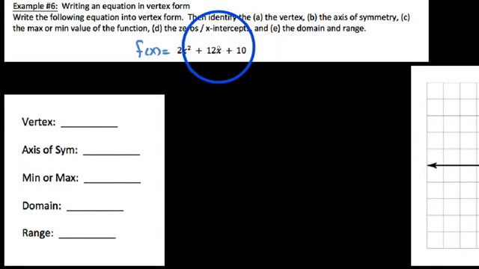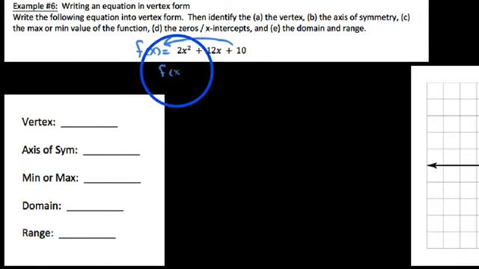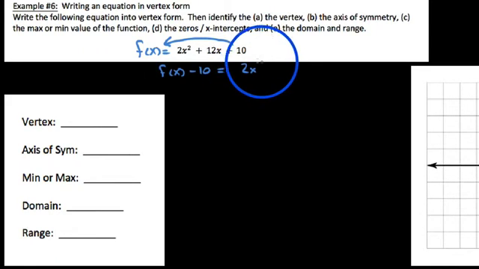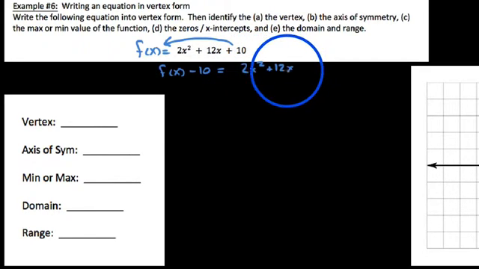Right now I certainly could go graph this. It's in standard form. We could find the axis of symmetry by using the fact that it's equal to negative b over 2a, but I'd rather have this in what we call vertex form. So for completing the square, remember that the first step is to displace this constant term. So we would have f of x minus 10 is equal to 2x squared plus 12x.